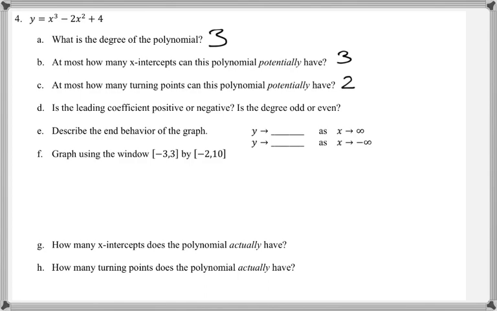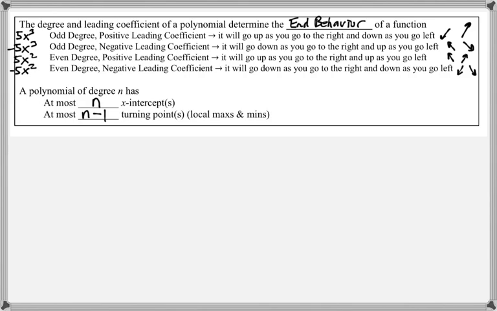Is the leading coefficient positive or negative? The leading coefficient is 1 here, so it's positive. And the degree is 3, so it's odd. So this is the positive odd case. For the end behavior, positive odd is going to be up as you go to the right and down as you go to the left.